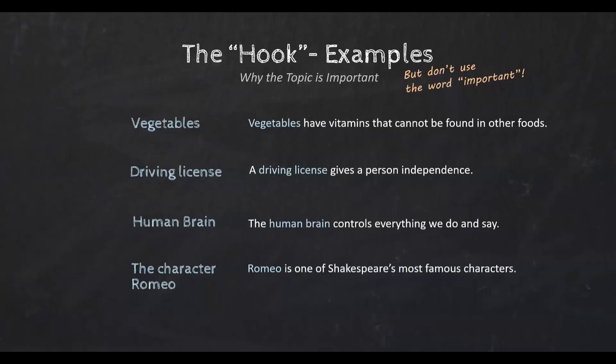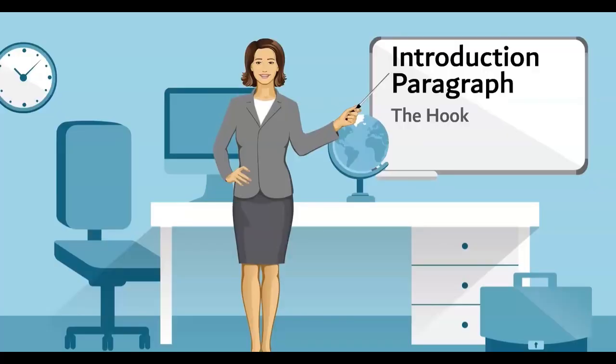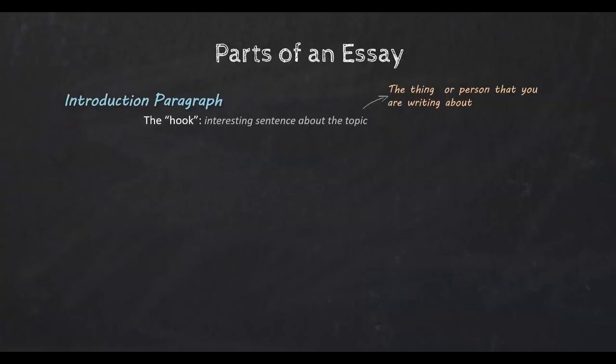Do you see how all of these sentences tell why the topic is important? But they don't use the word important. That's a good solid way to start the essay about these topics. The next part of the introduction paragraph we'll talk about is background information. Okay, so you start your introduction paragraph with the first sentence called the hook. Then you follow with sentences that tell background information on your topic. Examples of background information include facts, numbers, group opinions, or history.